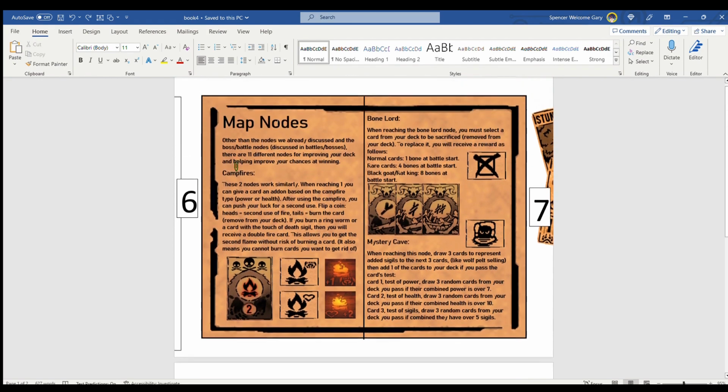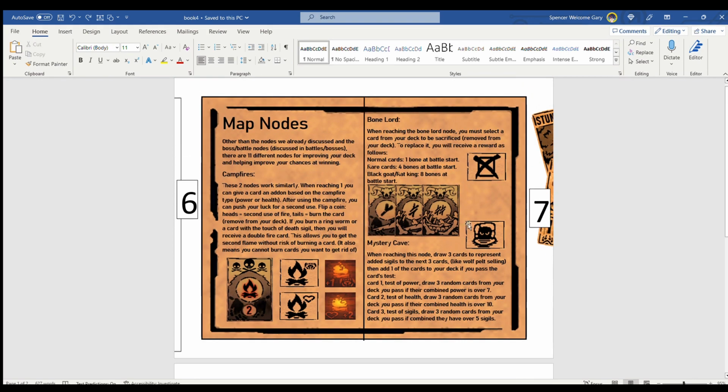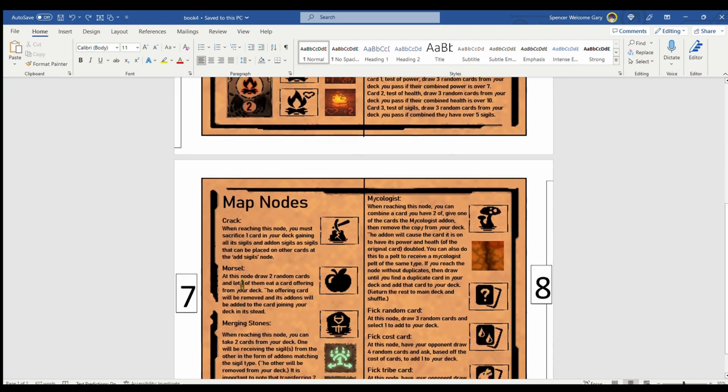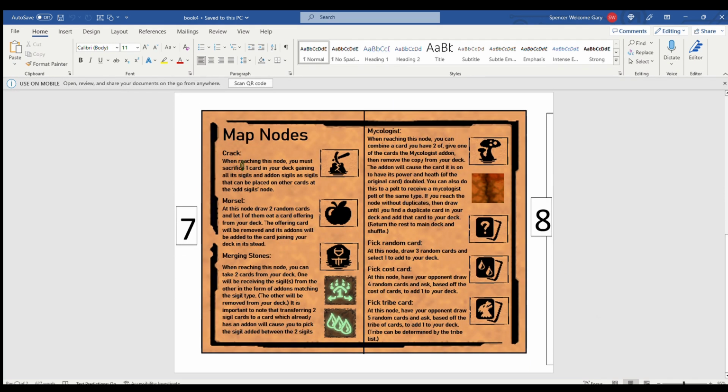And of course, this is page 6, this is page 7, and this 7 edge connects with this 7 edge. Crack. When reaching this node, you must sacrifice 1 card in your deck, gaining all of its sigils and add-on sigils as sigils that can be placed on other cards at the Add Sigils node.